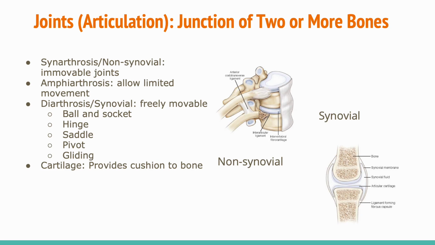Ball and socket joints allow movement in multiple directions. Hinge joints permit flexion and extension. Pivot joints allow rotation, and gliding joints permit sliding movements. So every type allows a different type of movement. Now, healthy articular cartilage covers the ends of these bones. This helps to reduce friction and absorb shock during movement.